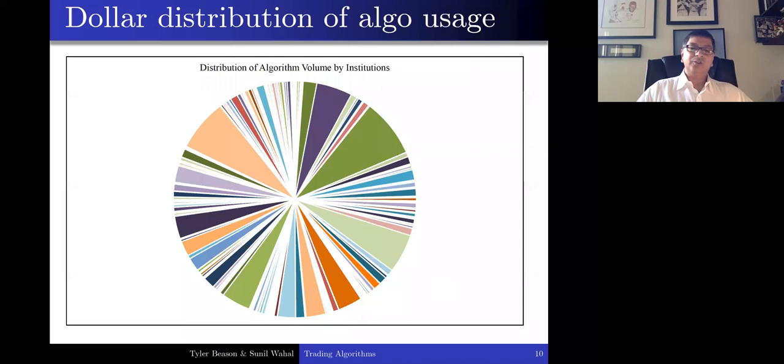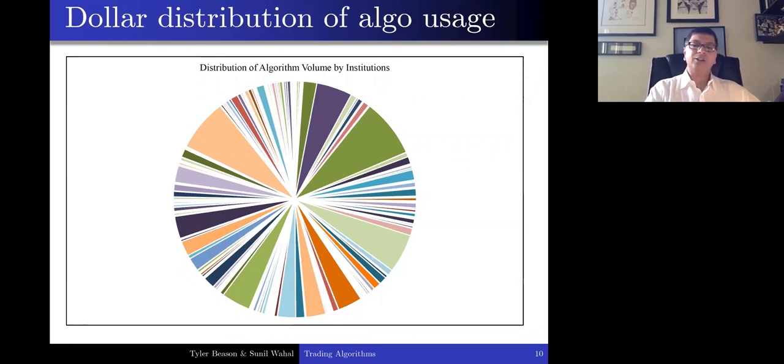And so the important thing to note here is there's lots of little pieces of this pie. The biggest one, this green one, constitutes about 8% of the total parent order volume here. So it's pretty well distributed across institutions. So I'm not terribly concerned about one institution, say a Vanguard or something like that, dominating the order flow and therefore dominating the conclusions of what we see.